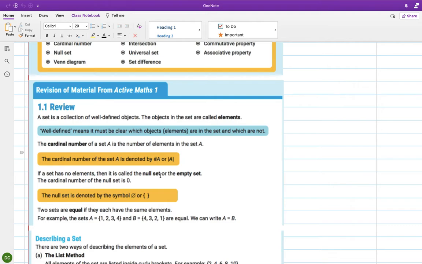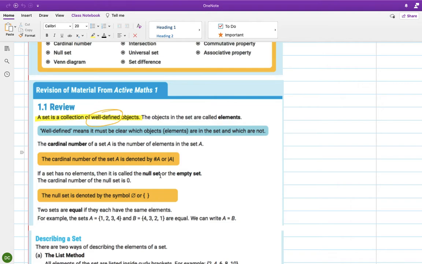So the first thing there is a set is a collection of well-defined objects. It's important that you understand what well-defined means. So, for example, if I said list the set of numbers between 1 and 10, including 1 and 10. If I asked 40 people that, provided they can all count from 1 to 10, every single person will give me the same set. That is a well-defined set.